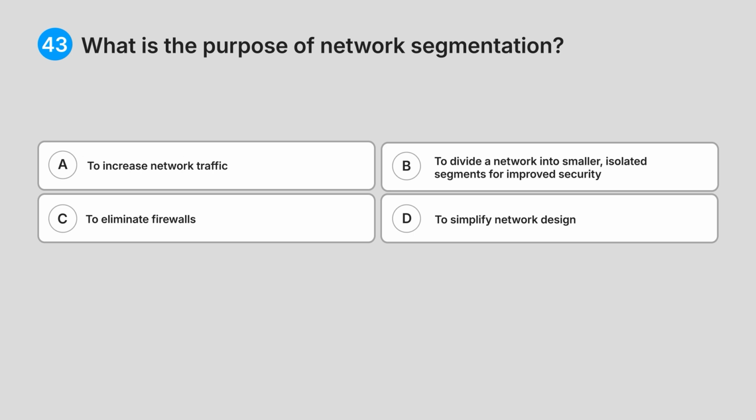A. To increase network traffic. B. To divide a network into smaller, isolated segments for improved security. C. To eliminate firewalls. D. To simplify network design. What do you think is the answer?